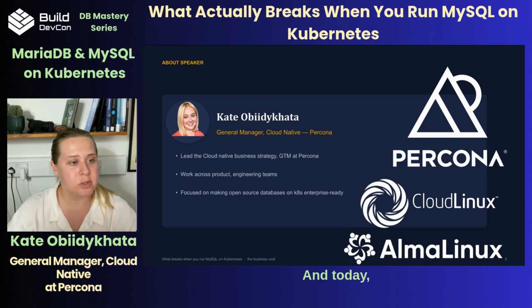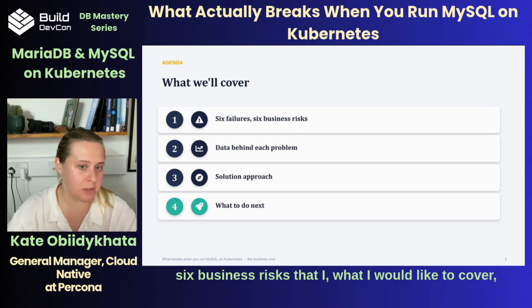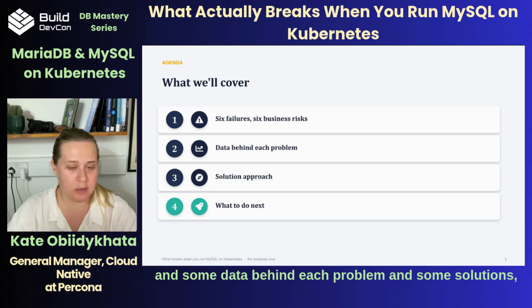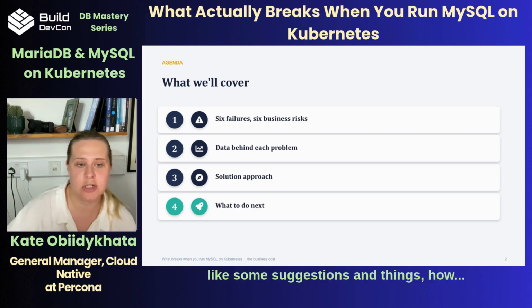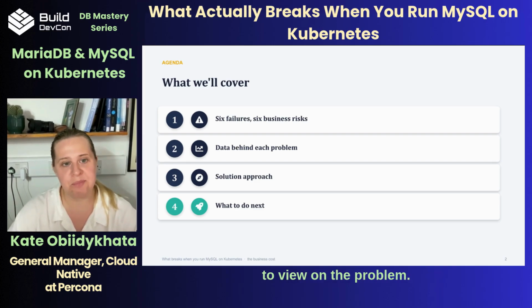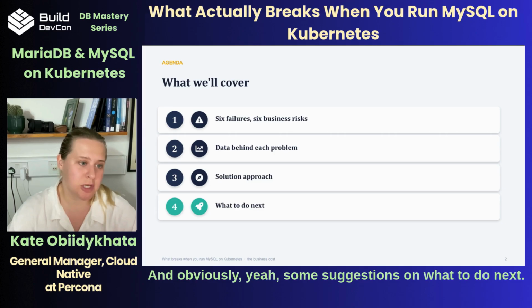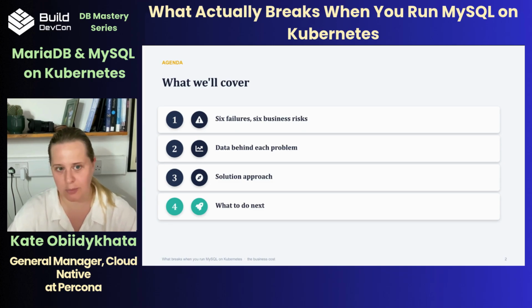Today we will go through six failures, six business risks that I would like to cover, with some data behind each problem, some solution approaches on how to fix it, suggestions on how to view the problem, and obviously some suggestions on what to do next. But as I mentioned, it's not a troubleshooting runbook.